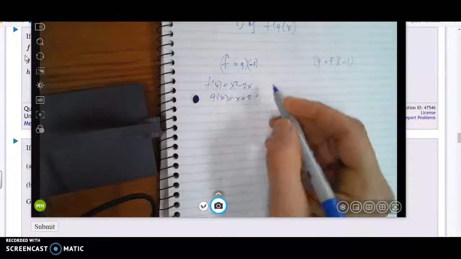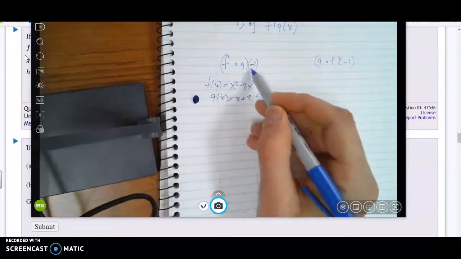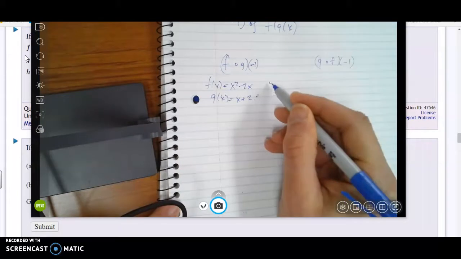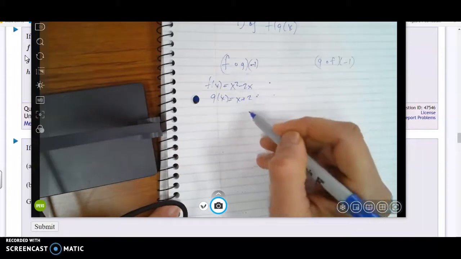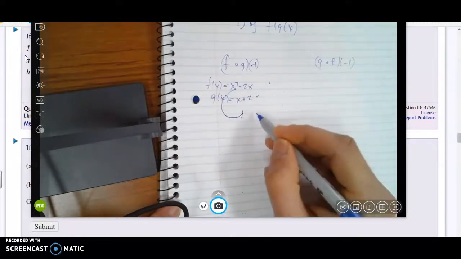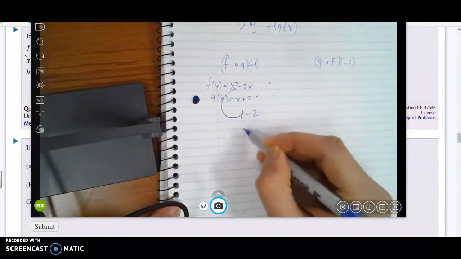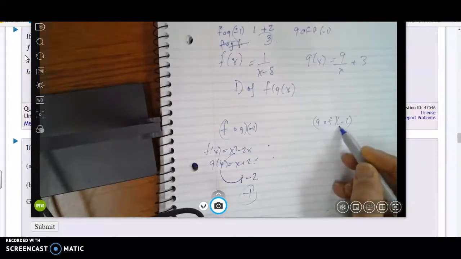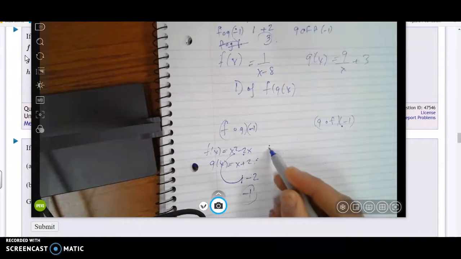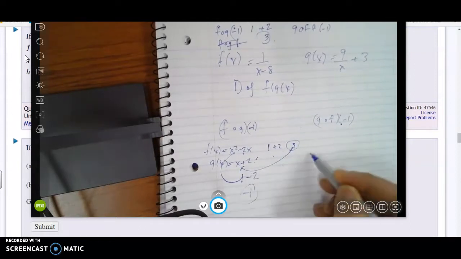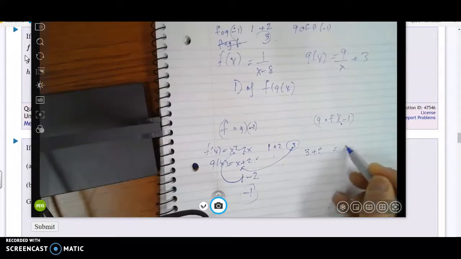All right, a couple quick ones. f of g of negative 1, so you put negative 1 into g, and we get 1, and then you put that answer 1 into f. So it's going to be 1 minus 2, so it's going to be negative 1. Now we do g of f of negative 1, so we put negative 1 into f right here, and we get 1 plus 2, which is 3, and then we put 3 into g, which is 3 plus 2, which equals 5.